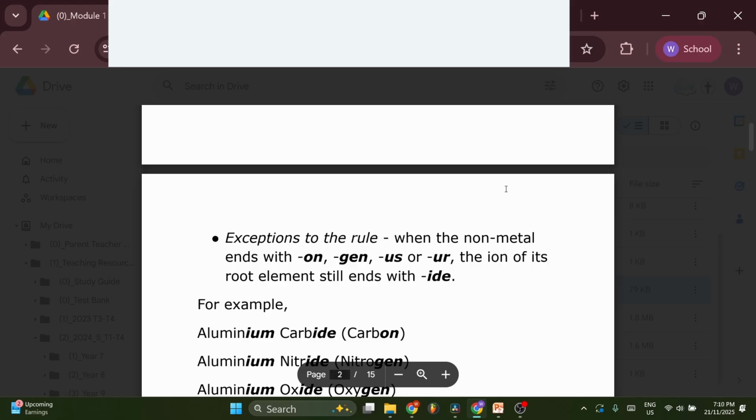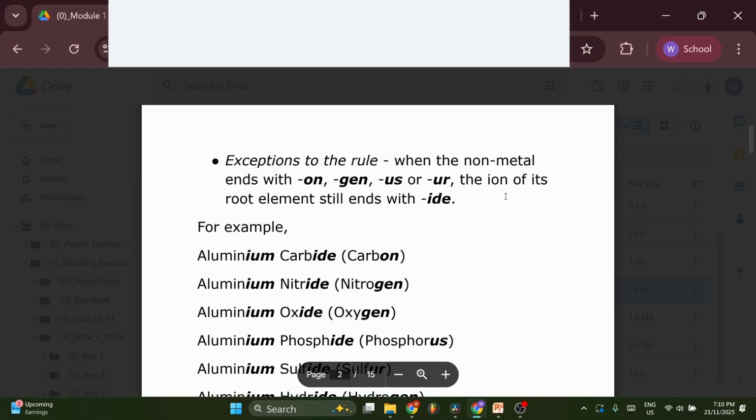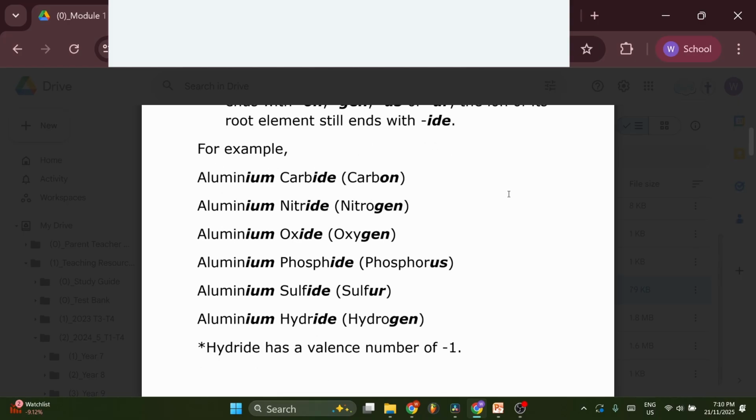Exceptions to the rule: when the nonmetal ends with on, gen, us, or ur, the ion of its root element still ends with IDE. For example, aluminium carbide is from carbon. Aluminium nitride is from nitrogen. Aluminium oxide is from oxygen. Aluminium phosphide is from phosphorus. Aluminium sulfide is from sulfur. Aluminium hydride is from hydrogen.